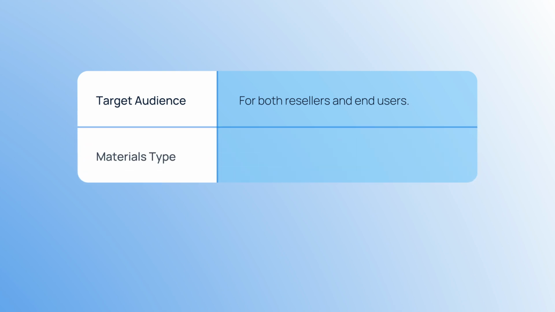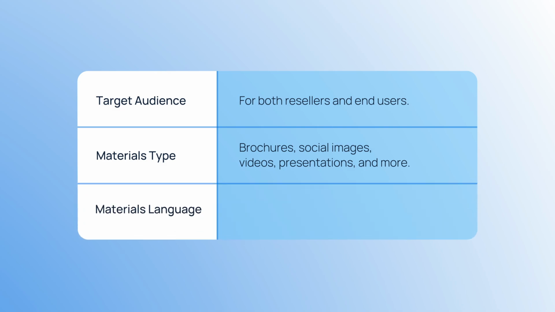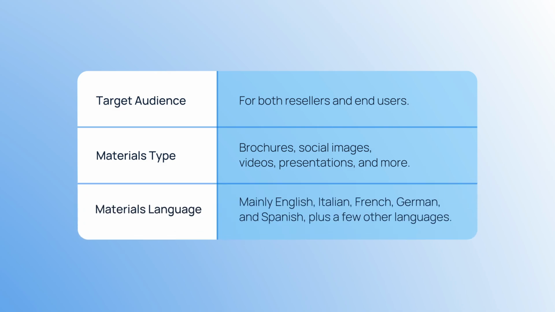These marketing materials are designed for promoting to both resellers and end users, making it easy to reach any audience you're targeting. You will find various types of resources, including brochures, social media images, videos, presentations, and more. Most materials are available in multiple languages, mainly English, Italian, French, German, and Spanish, and you might even spot a few other surprise languages in there too.